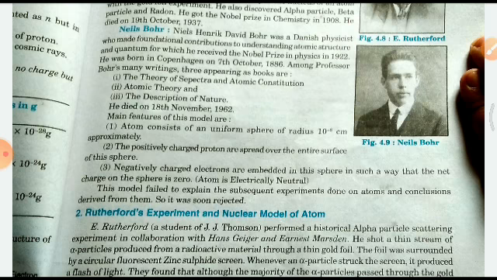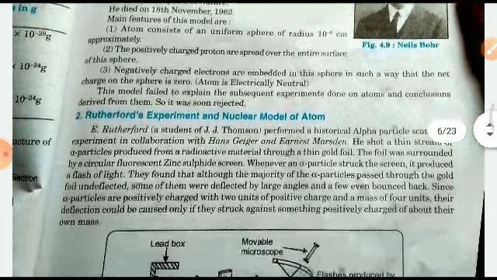Now he gave his model and said that the atom consists of a uniform sphere of radius approximately 10 to the power minus 8 centimeter. Positively charged protons are spread over the entire sphere. Negatively charged electrons are embedded in this sphere in such a way that the net charge on the sphere is zero. This model failed to explain subsequent experiments done on the atom, so it was soon rejected.